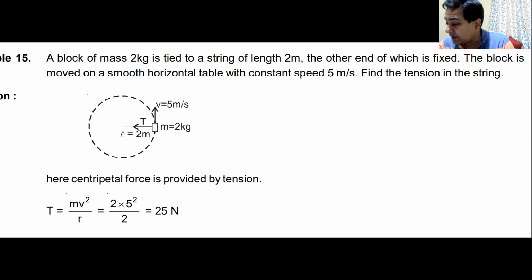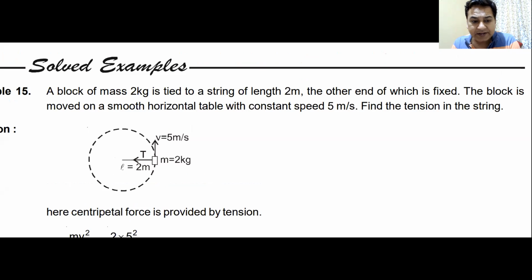And the problem is pretty simple. Once you have done this problem, any problem that comes in this way, you can straight away give the answer. This is a problem of horizontal circular motion, and this is how it can be solved. So let me read out the problem first, and then we can discuss it and see how it has to be done. A block of mass 2 kg.